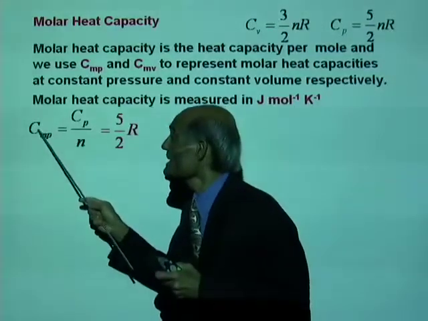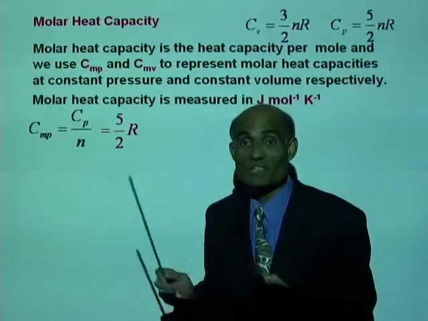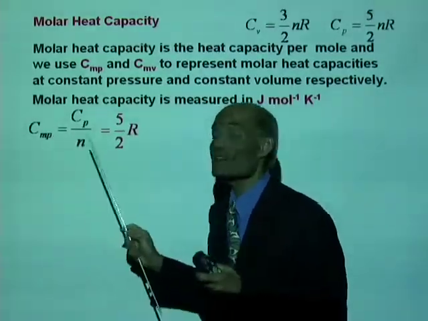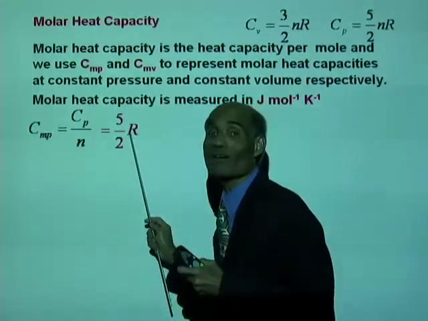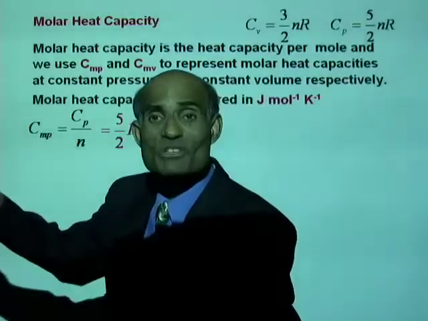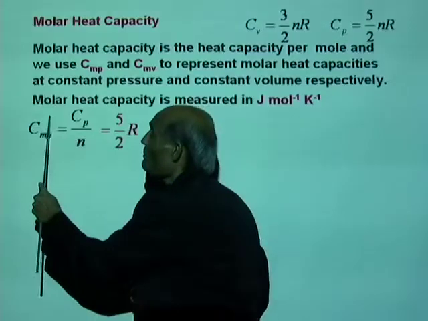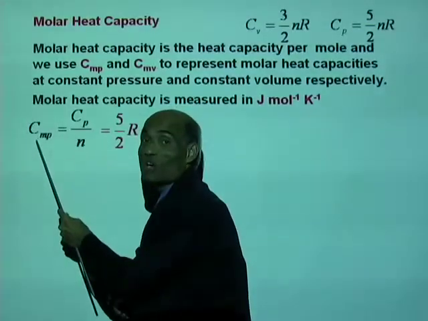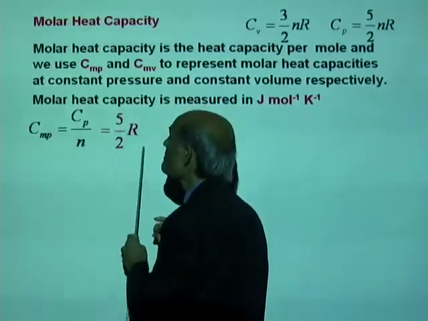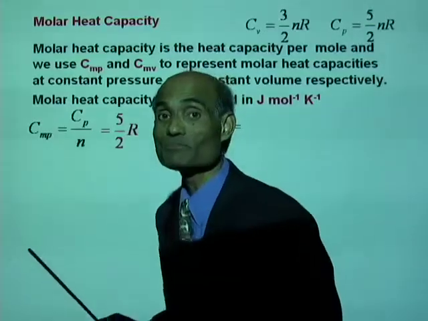And look at this, the molar heat capacity at constant pressure of any gas is 5/2 R. Now what is the significance of it? R is the universal gas constant. It means the molar heat capacity at constant pressure for any gas should give you the same value, 5/2 R.